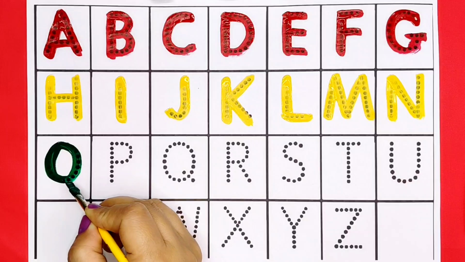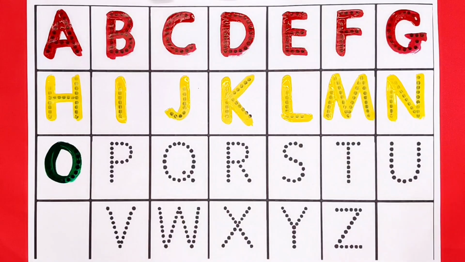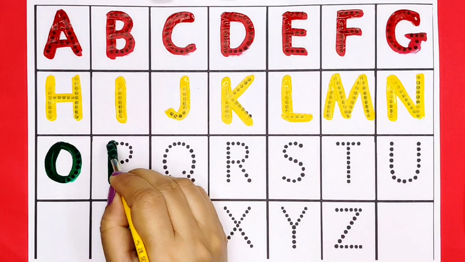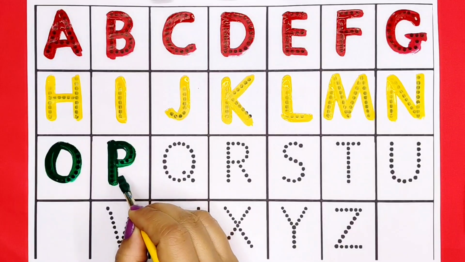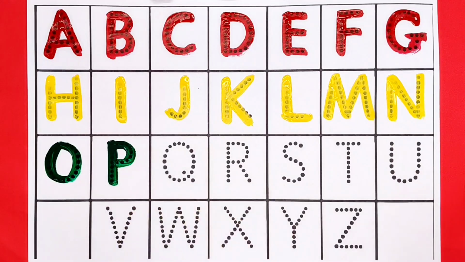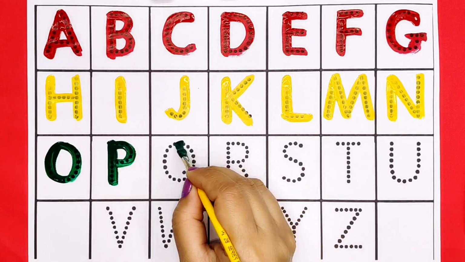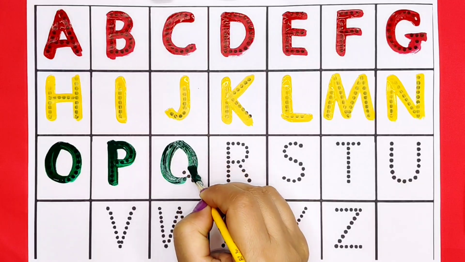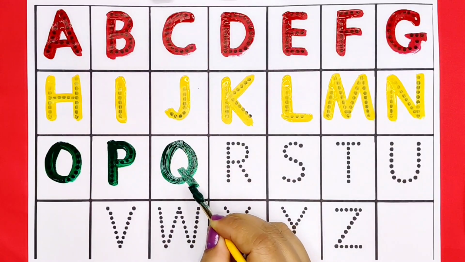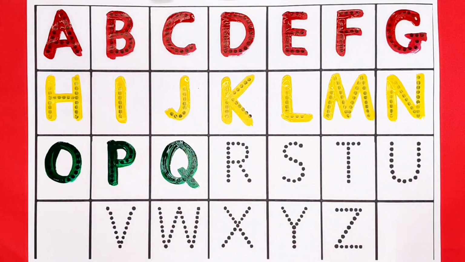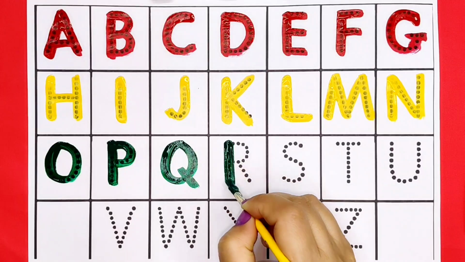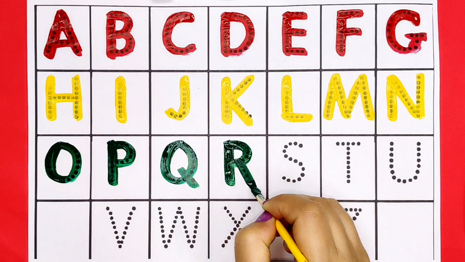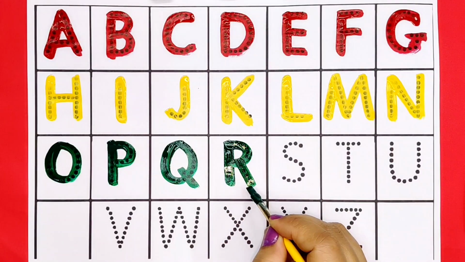O. O for onion. P. P for pencil. Q. Q for queen. R. R for rose.